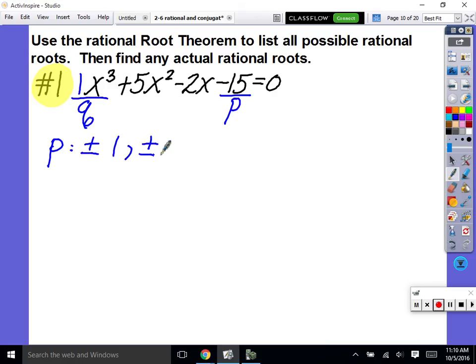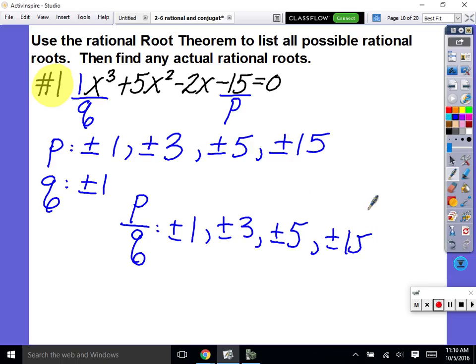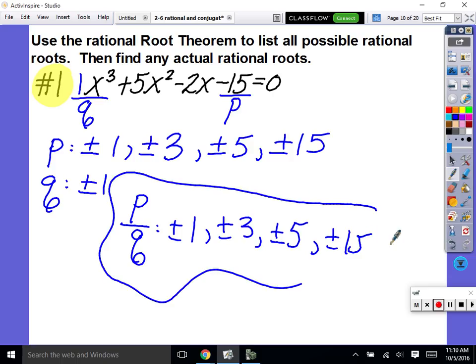So P is plus or minus all factors of 15. 1, plus or minus 3. We're listing out factors of 15. 5 and 15, correct? Now Q, plus or minus 1. So won't all possible P over Q's be everything divided by 1? So we're just going to have plus or minus 1 as a possibility, plus or minus 3, plus or minus 5, plus or minus 15. These are the only possible rational roots.